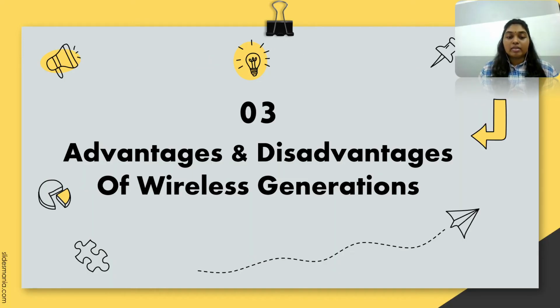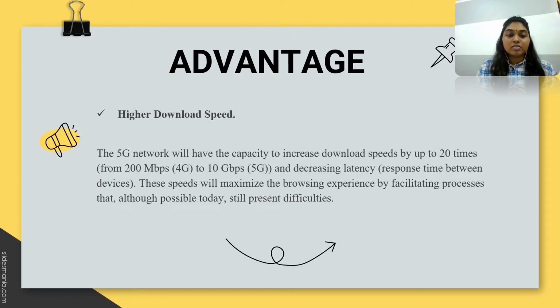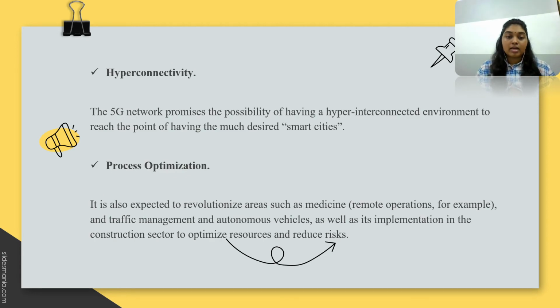Now I would like to share about the advantages and disadvantages of wireless generation. The first advantage is the highest download speed. The 5G network will have the capacity to increase download speeds by up to 20 times and decrease latency. These speeds will maximize the browsing experience by facilitating processes that, although possible today, still present difficulties. The second advantage is hyperconnectivity. The 5G network promises a hyper-interconnected environment, reaching the point of having the much desired smart cities. The third one is process optimization.